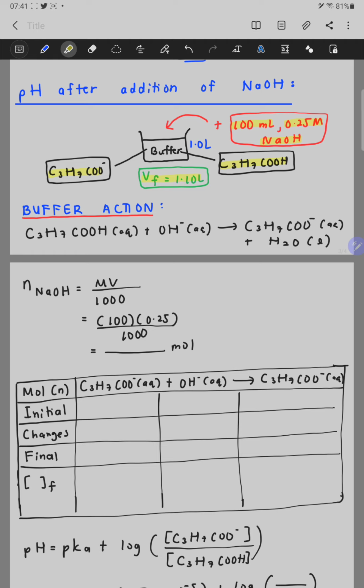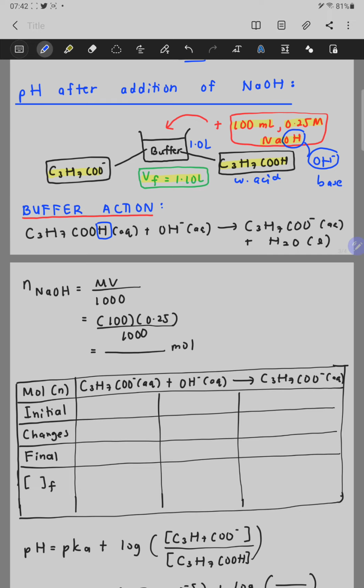Okay, and then after kita add sodium hydroxide, so sodium hydroxide ni dia akan hasilkan OH minus. So teacher pernah cerita OH minus ini yang akan affect the pH of the buffer. So buffer perlu neutralizekan OH minus, maka berlakulah buffer action. So ini adalah base. Okay, so bila base hanya akan dineutralize oleh weak acid. So C3H7COOH ia akan bertindak untuk neutralize OH minus. So bila weak acid neutralize OH minus, so acid dia akan donate H plus kepada base. So dia akan jadi C3H7COO minus plus dengan H2O.